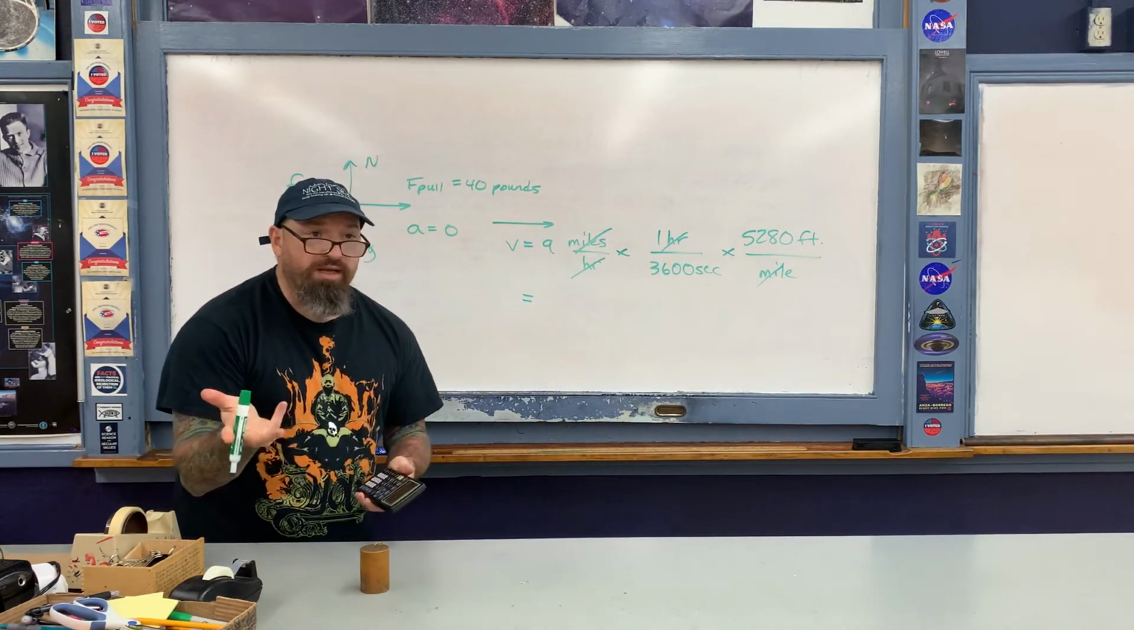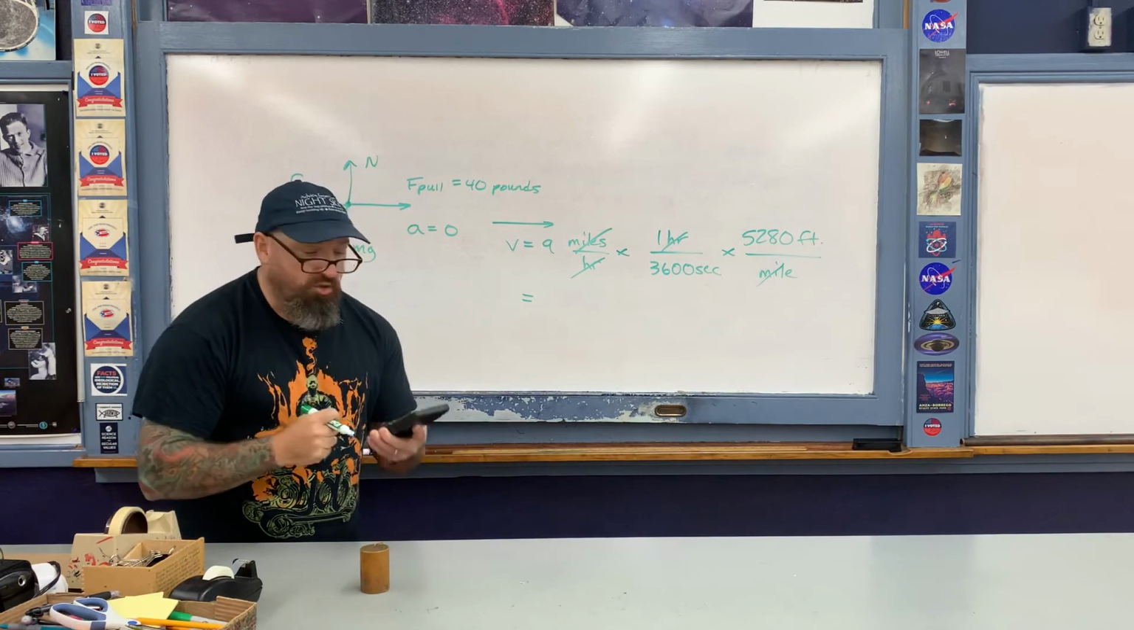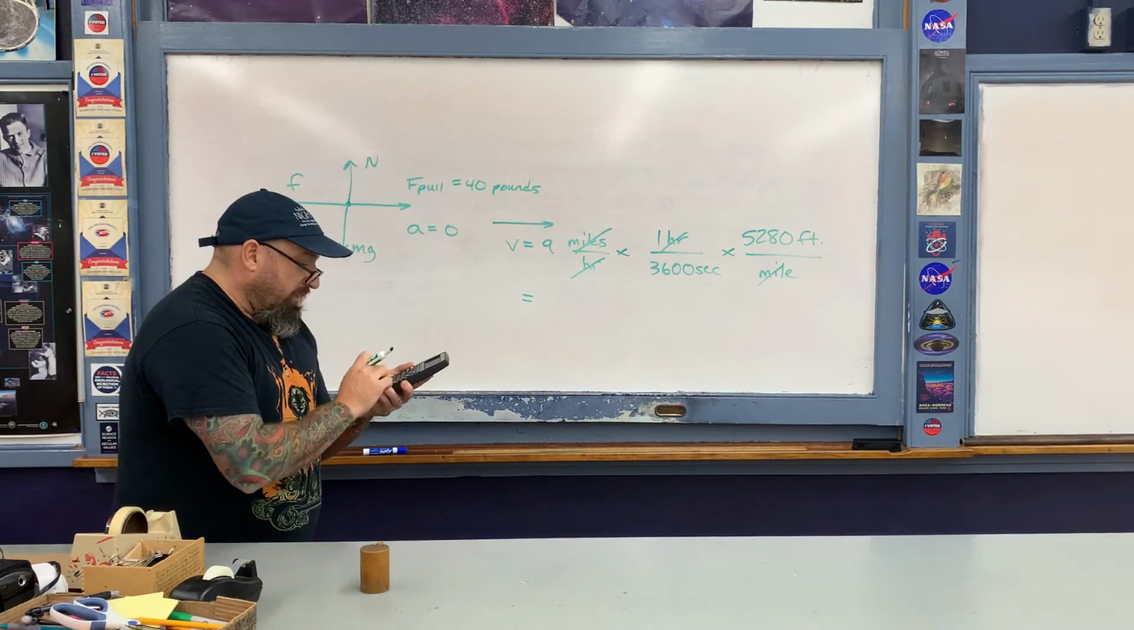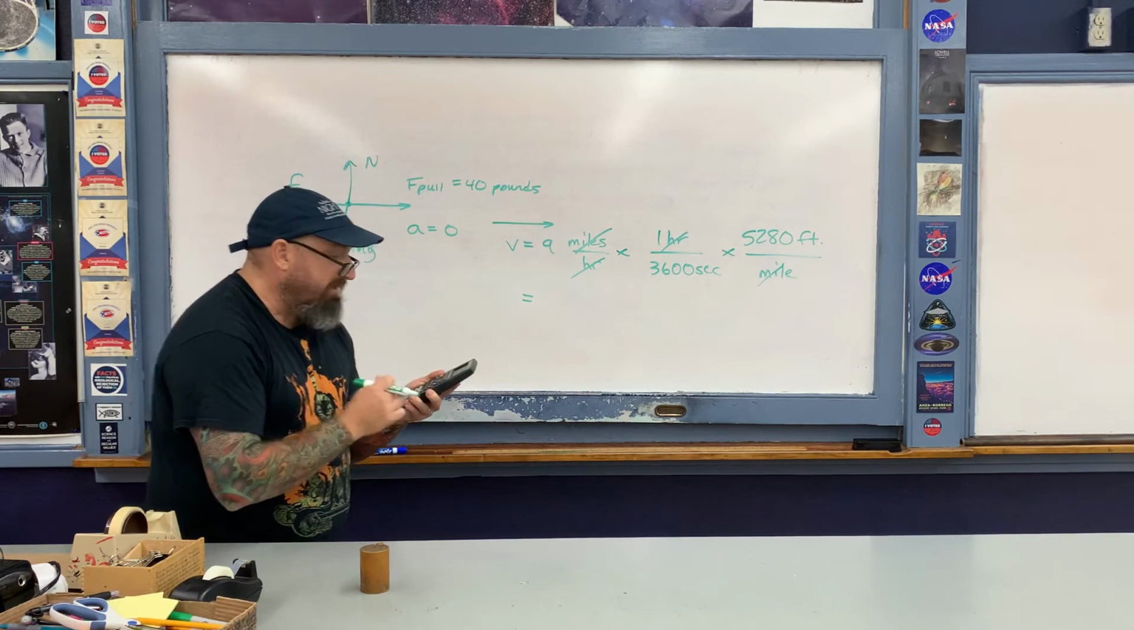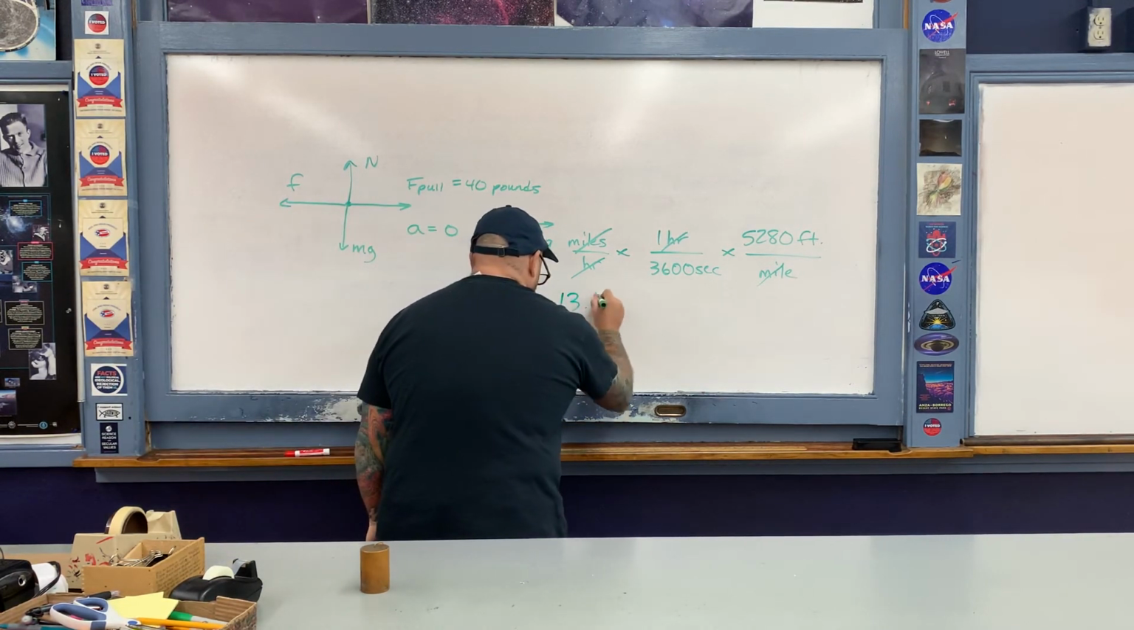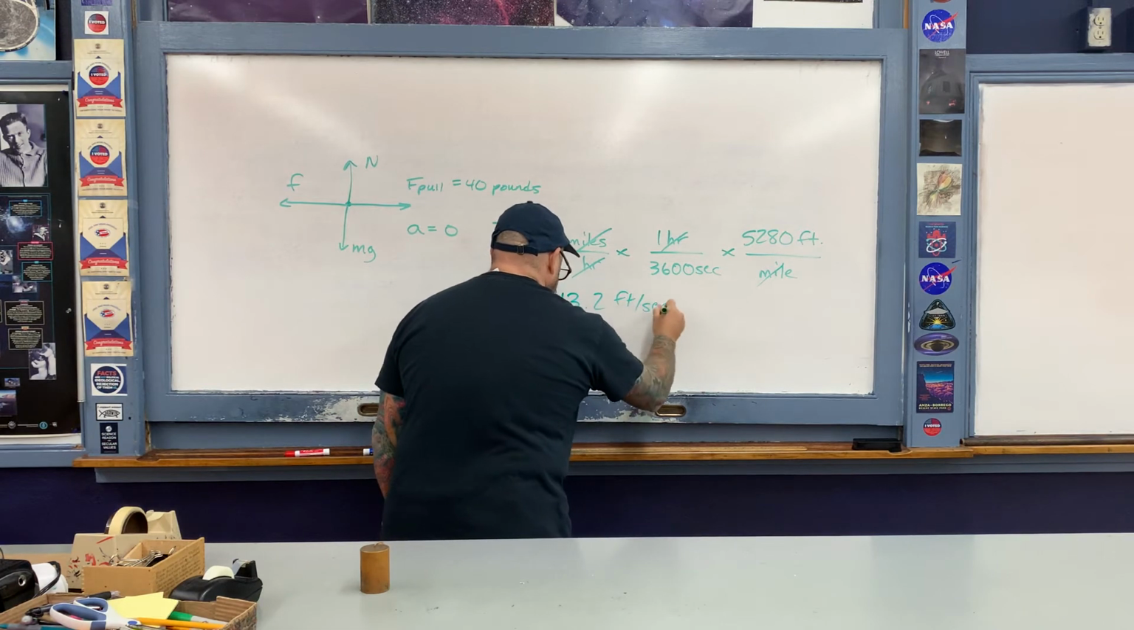9 miles per hour, by the way, is like a steady jog for a human being. Okay, so 9 times 5,280 and then divide by 3,600 after we do the math here. This ends up being 13.2 feet per second.